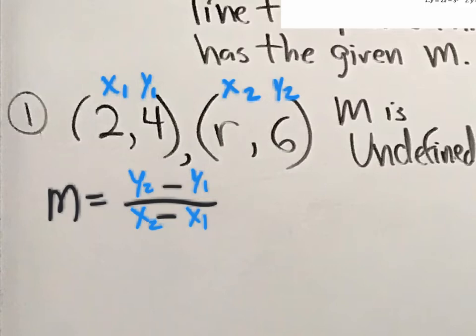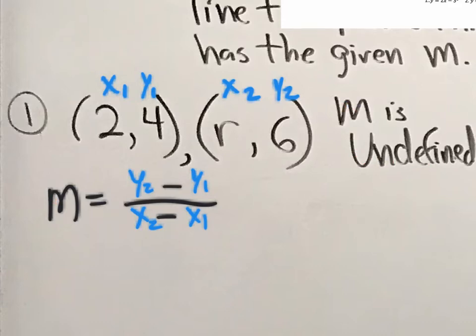Okay, I give you a y2 value, which is 6. I give you a y1 value, which is 4. That belongs right there. The x2 is r. It's going to go right there where the x2 is at. The x1 is 2. It's going to go right there. And the slope, I tell you that the slope is undefined.